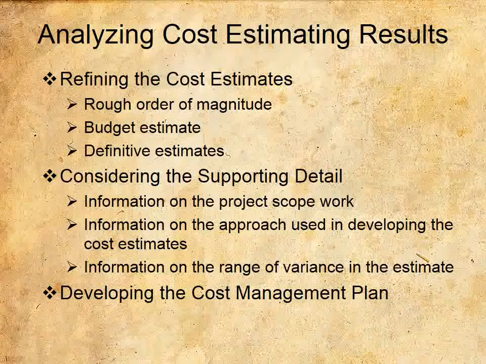Rough order of magnitude. This estimate is rough and is used during the initiating processes and in top-down estimates. The range of variance for the estimate can be -25% to +75%.